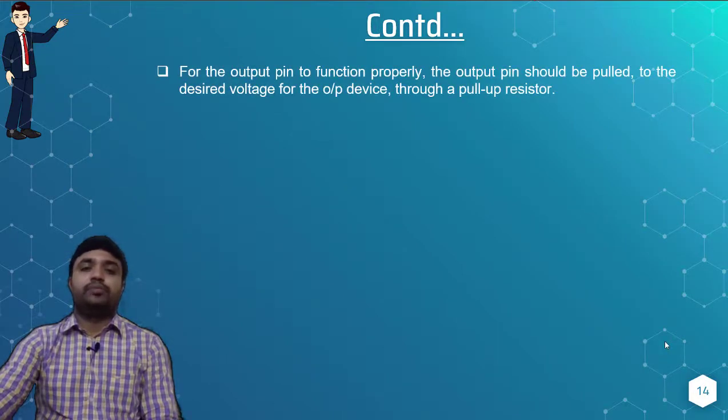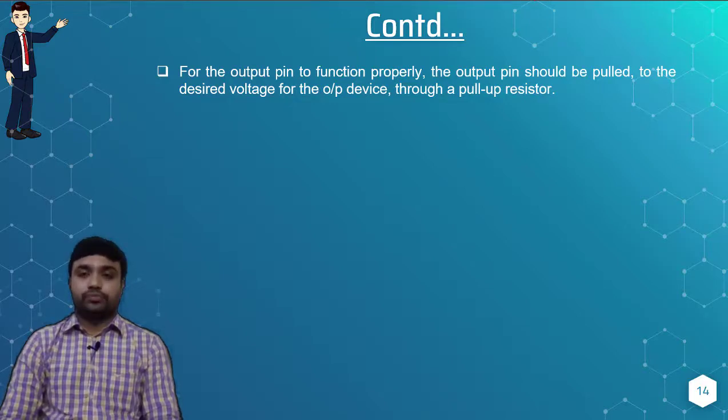For the output pin to function properly, at the collector end, the output pin should be pulled to the desired voltage for the output device through a pull-up resistor. What happens here is that the output section is not connected to any section or any pin, so we need to maintain the output at a fixed voltage level. How this is achieved is with the help of a pull-up resistor.